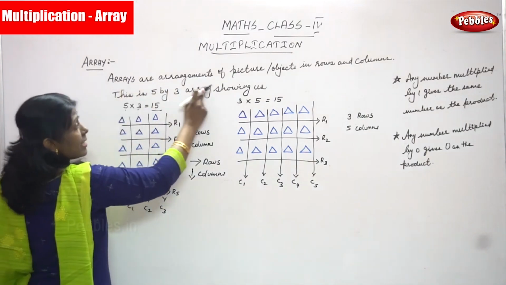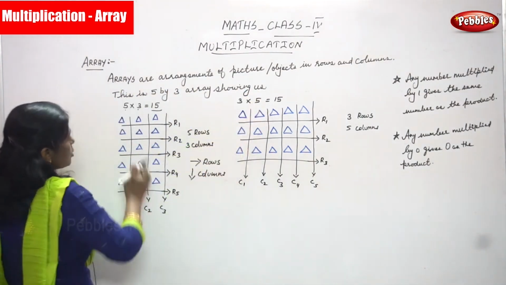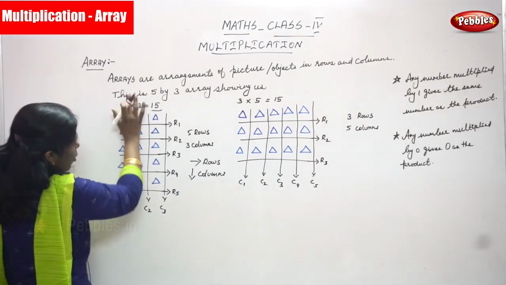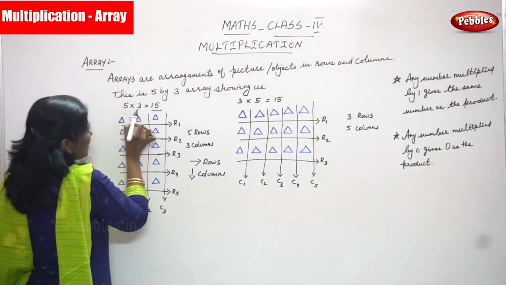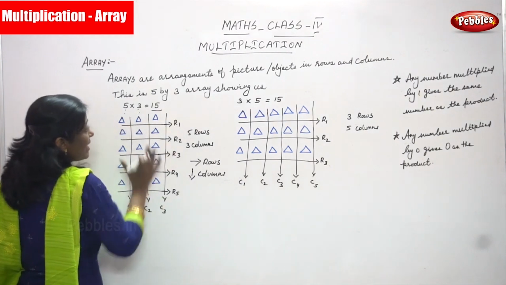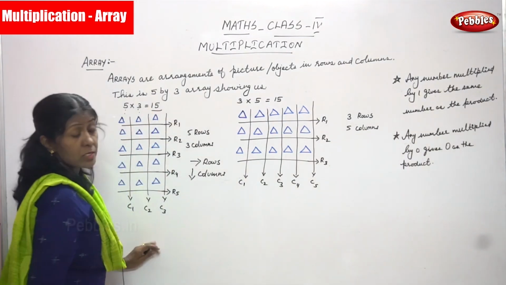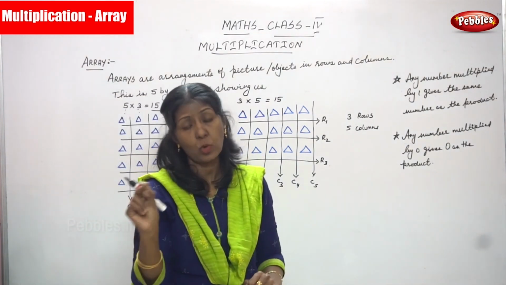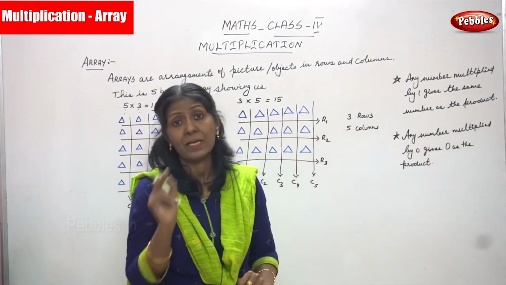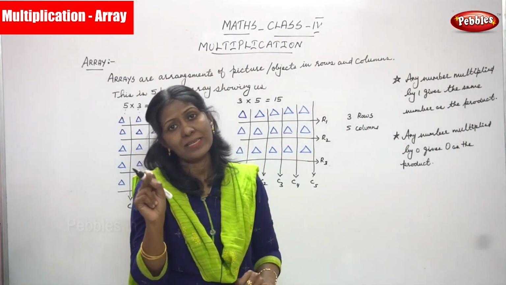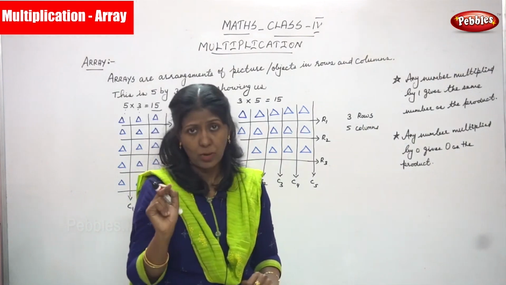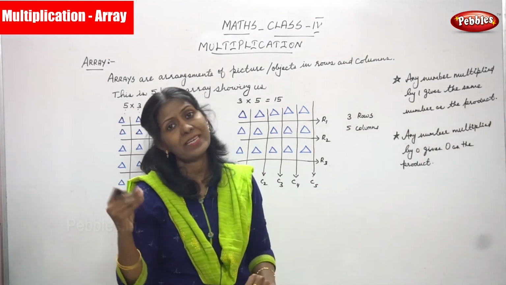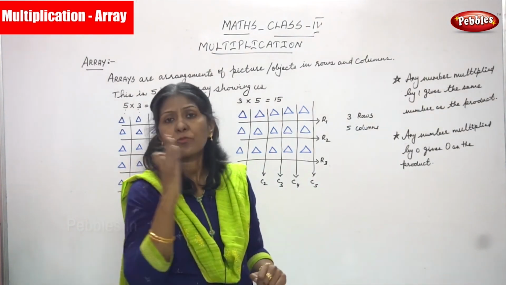Arrays are arrangements of pictures and objects in rows and columns. This is a picture or an object arranged in rows and columns, and it is called an array. 5 rows and 3 columns are arranged in a proper order, and you get the product 15. I've told you very clearly, horizontal lines are called rows and vertical lines are always called columns. So what is an array? An array is an arrangement of objects or pictures in rows and columns. So 5 into 3 is 15.